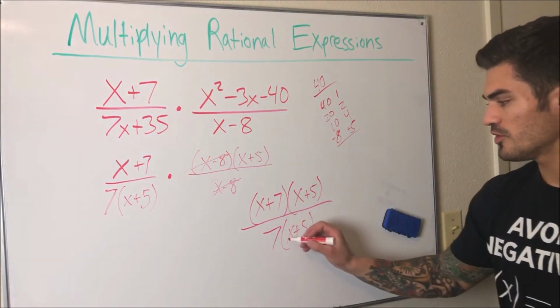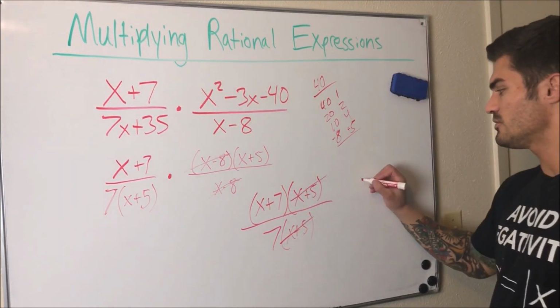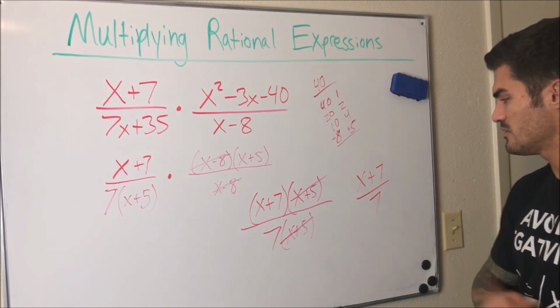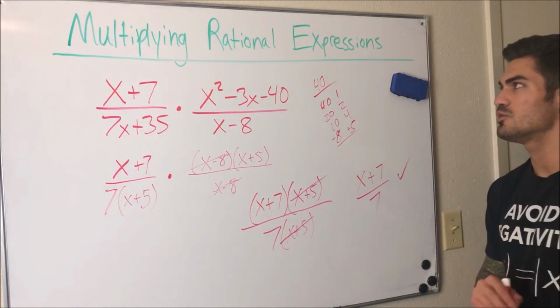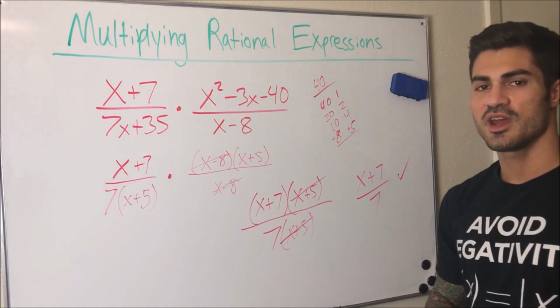And I can cancel one more thing. These x plus 5s are gone, right? And now what am I left with? This final answer is x plus 7 over 7. And that's it. That's the simplest form of these two rational expressions being multiplied. So that's all it is, a bunch of factoring and canceling.